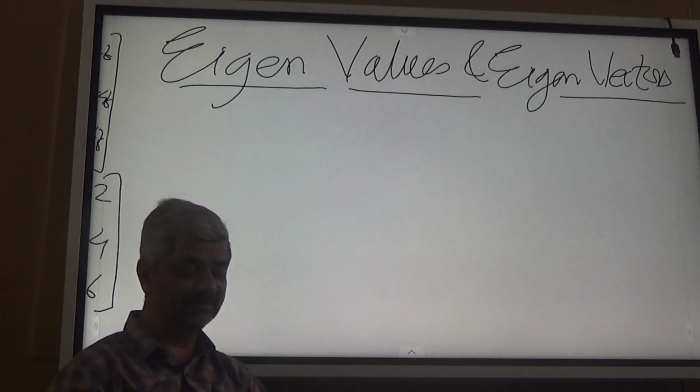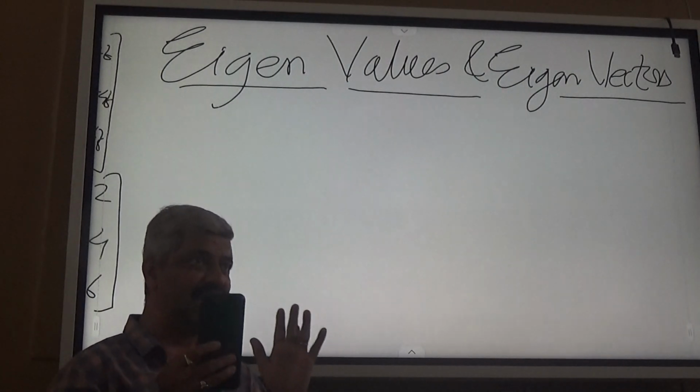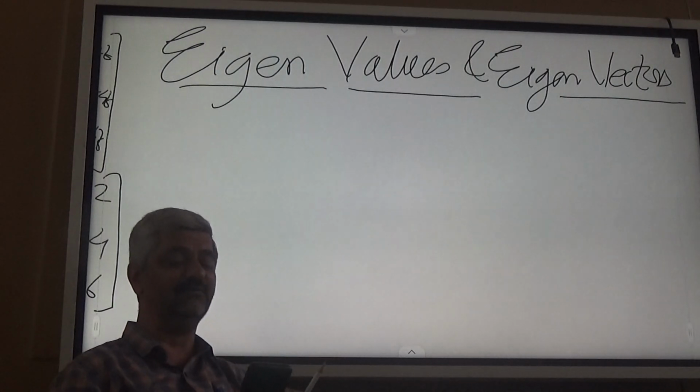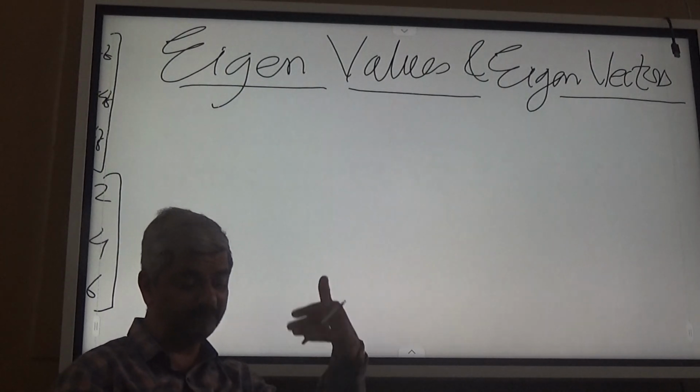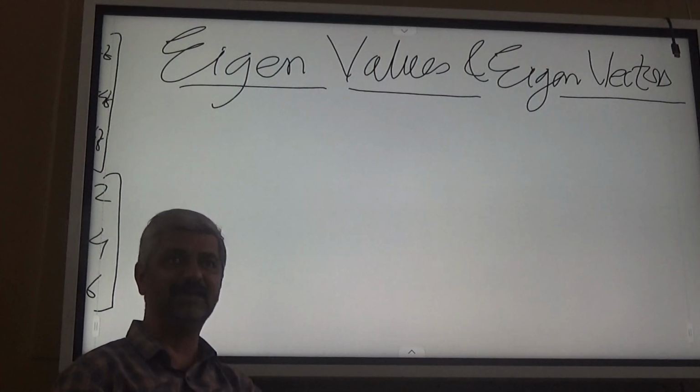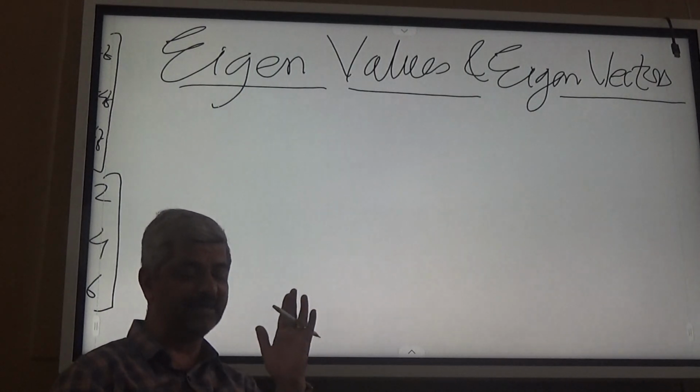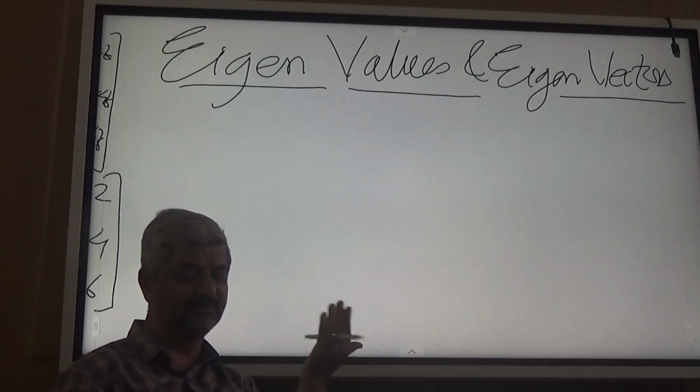A vector which, what is an eigenvector? A vector which when operated by a given operator gives a scalar multiple of itself. We will build up the entire discussion based on this single sentence. So what is the meaning of eigenvector? A vector which when operated on by a given operator gives a scalar multiple of itself.